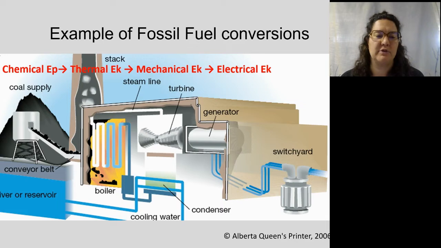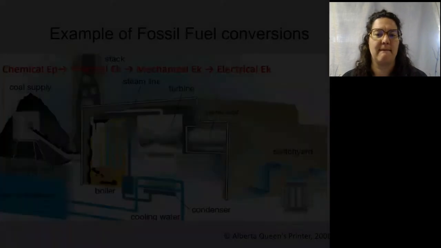We have the chemical energy of coal. We burn the coal to boil water to make thermal energy. Then that steam will spin a turbine, which is mechanical energy. We spin a generator, that's mechanical energy, and it makes electrical energy. And then we send that energy along through power lines to our houses.